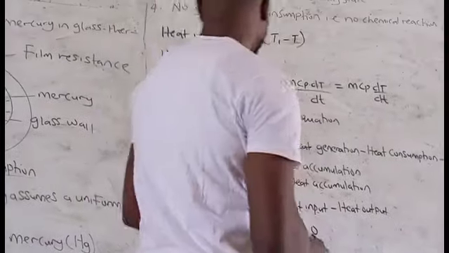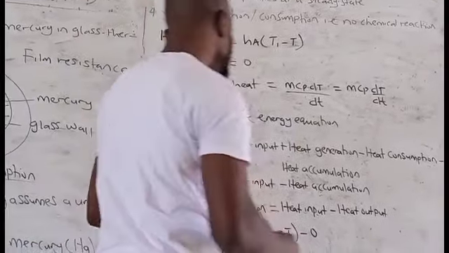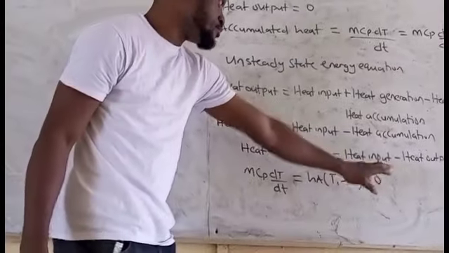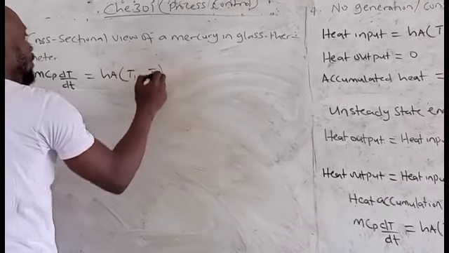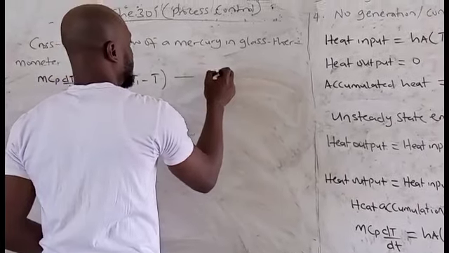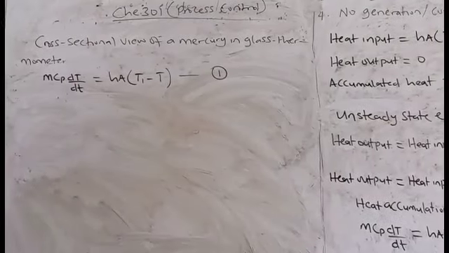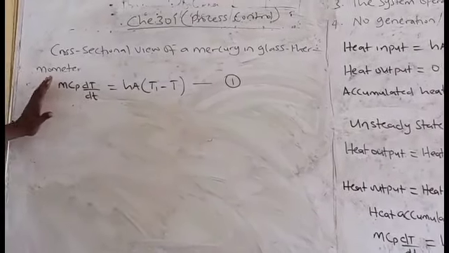So from here we get an equation. Minus heat output gives HA bracket T1 minus T. So it is equal to the accumulated heat, which is MCp big dT over small dt, equals HA into T1 minus T. Let's call this equation 1. We have now gotten equation 1.